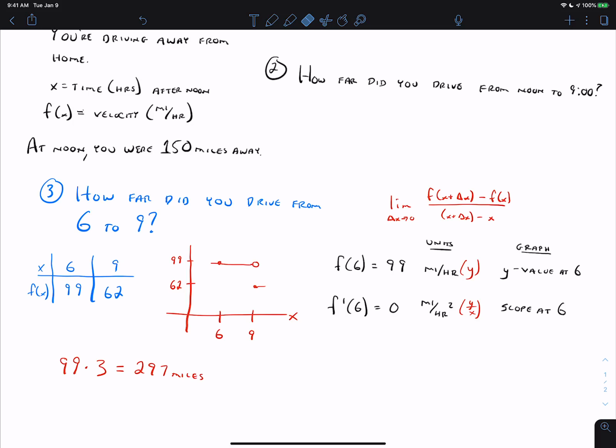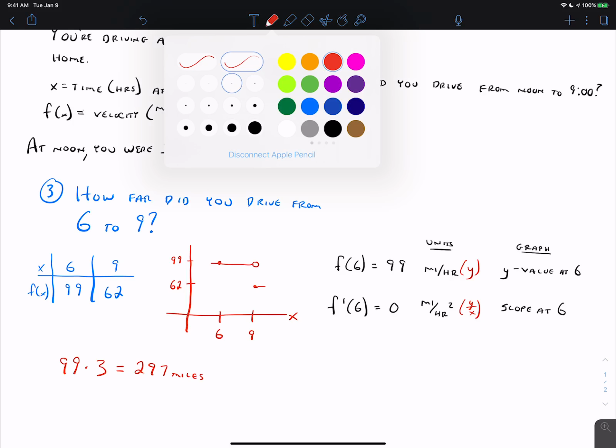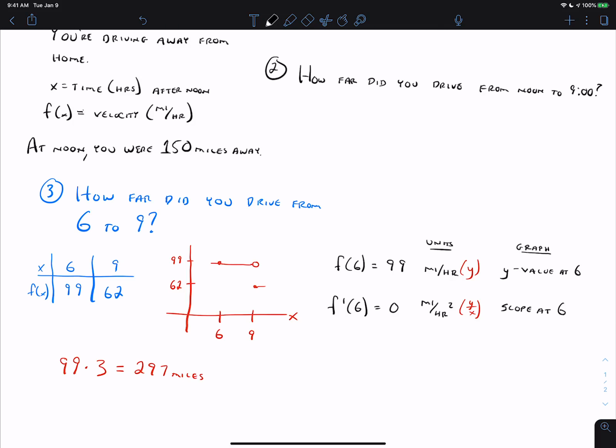Okay, but the question still remains, where does the 297 miles show up on the graph? It turns out that it's the area on that graph. So if you look at the area under the graph from 6 to 9, the area of that rectangle is 297. And so I want to talk about why. So first of all, obviously the area is 297 because area is base times height. The height is 99 and the base is 3, and so obviously the area of that is 297.